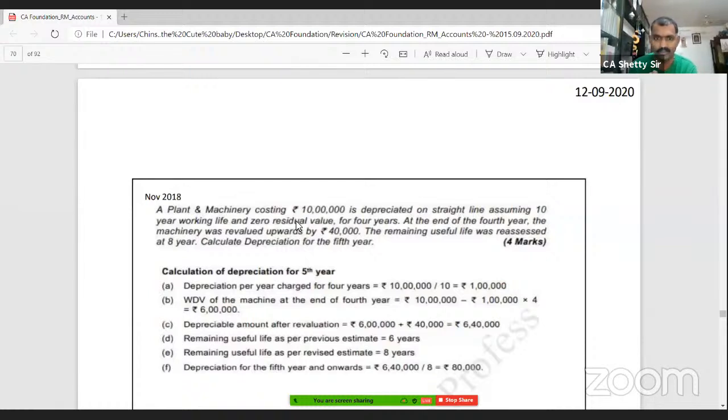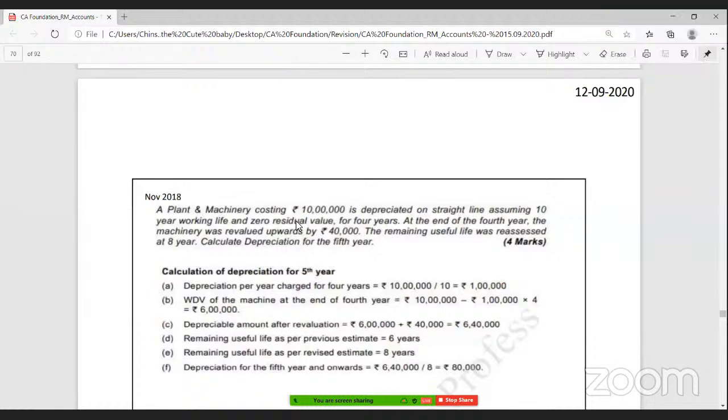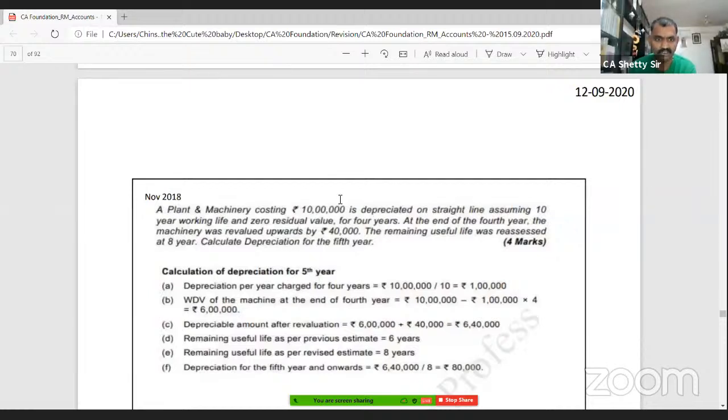Now November 18, one small 2 minutes I'll spend if you don't mind. Can you give me your 5 minutes? Yes, sir. Plant and machinery costing 10 lakh is depreciated on SLM, assuming 10 years life and 0 residual value, for 4 years. So 10 lakh by 10, 1 lakh hoga. Look at the kind of question, 4 marks. So WDV will be 6 lakh. Everybody understood?